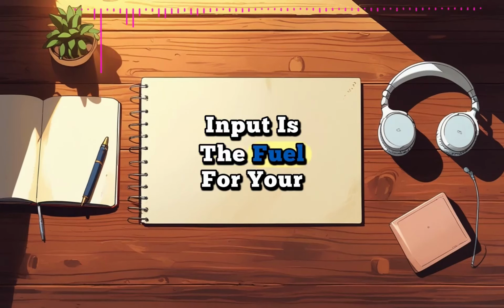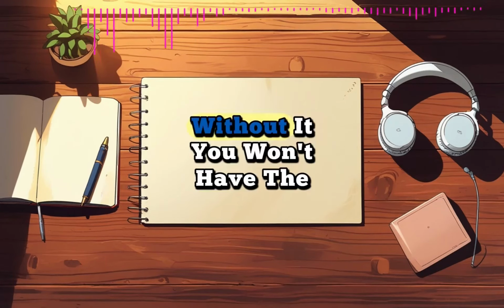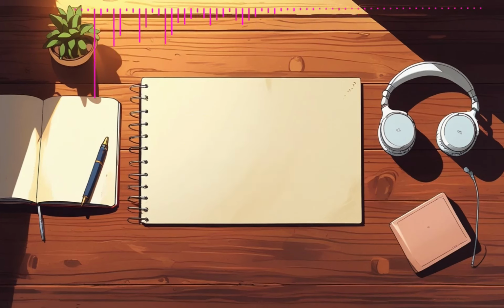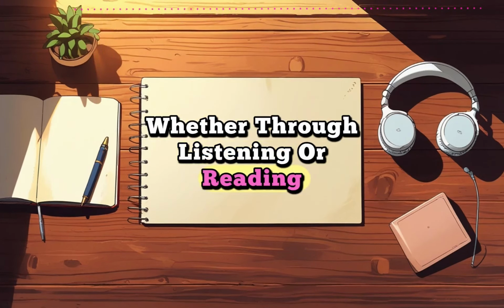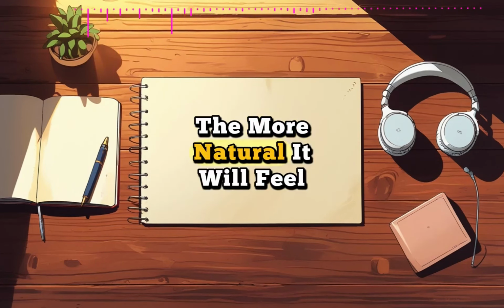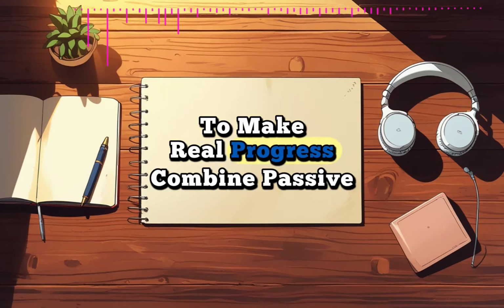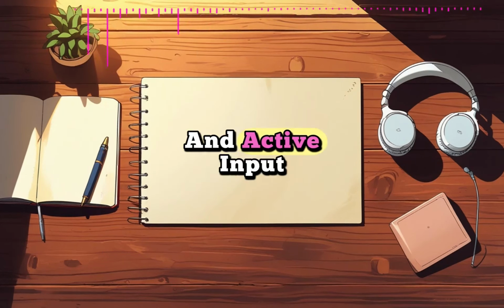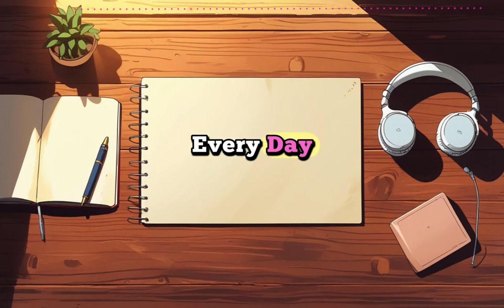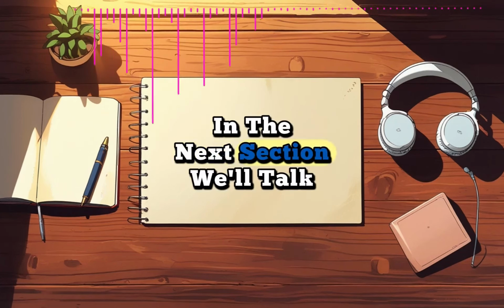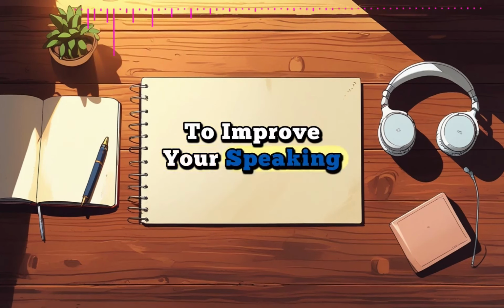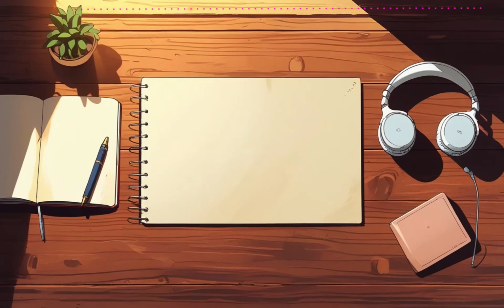Input is the fuel for your English learning journey. Without it, you won't have the materials needed to speak and write confidently. Whether through listening or reading, the more English you expose yourself to, the more natural it will feel. To make real progress, combine passive and active input, and try to get at least 1 hour of English exposure every day. In the next section, we'll talk about English output, how to use what you've learned to improve your speaking and writing. Stay tuned.